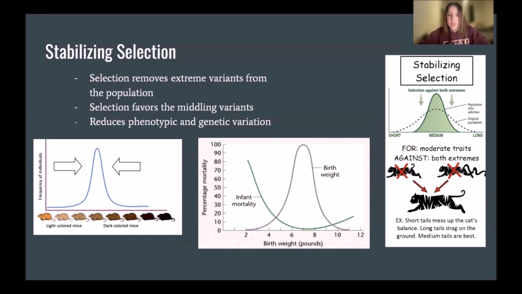And this is also seen with infant birth weight. It's not good if it's too low or if it's too high. And so there's a stabilizing selection there, as it is best when it is in the middle. And that's also when infant mortality is at its lowest. So that's the one that is selected for.